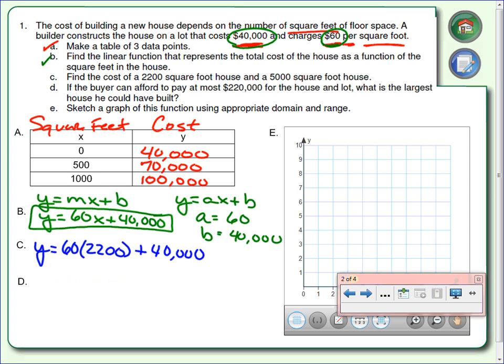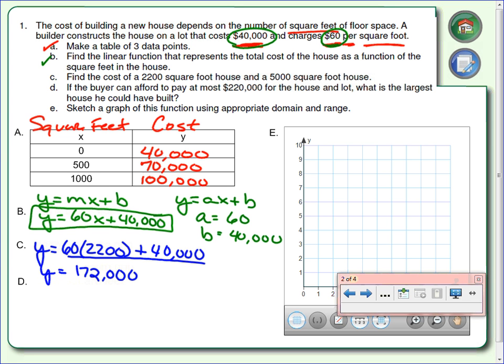All right, what do we get? All I'm asking you guys to do is put this in your calculator. 172,000. Does everybody agree with that number? Everybody got that same number?